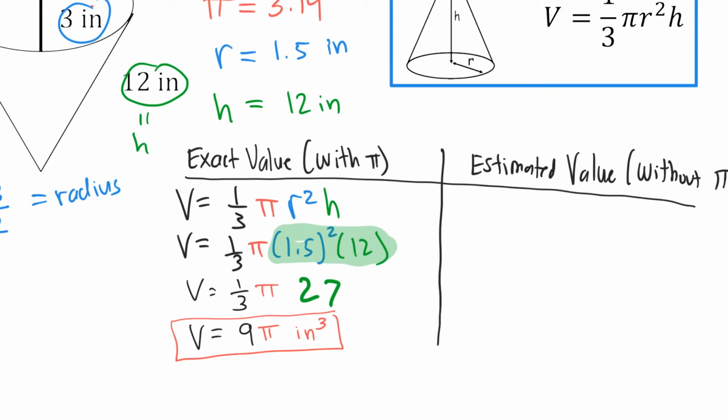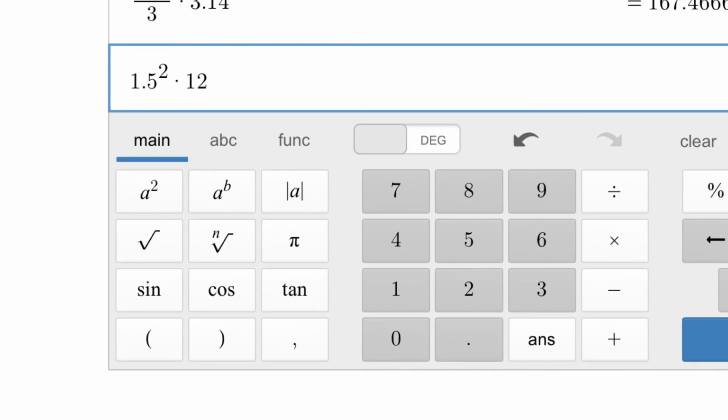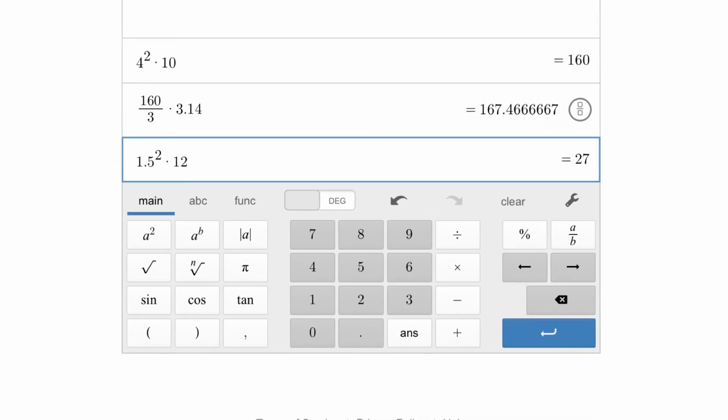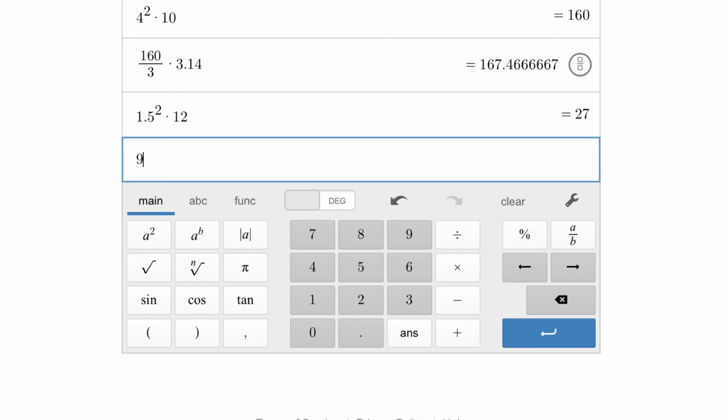All right, once you have that, now to find the estimated value, I'm going to take this and rewrite it, V equals 9 pi, and now I'm going to replace pi with 3.14. Everything else stays the same. I put that into the calculator and see what I get. So 9 times 3.14. And you get 28.26. It's already at 2 decimal places, so I don't need to round anything.